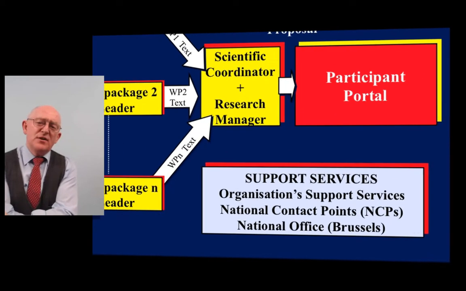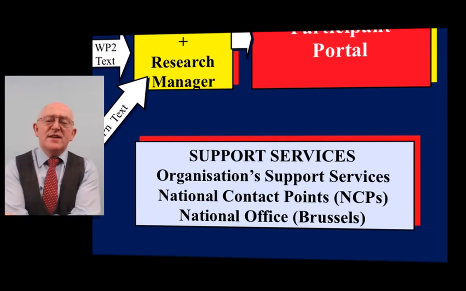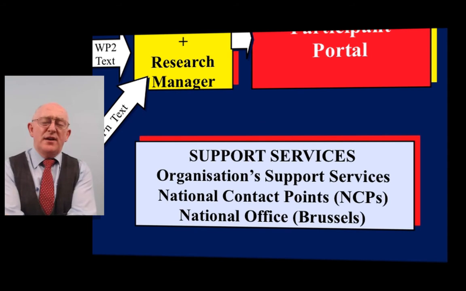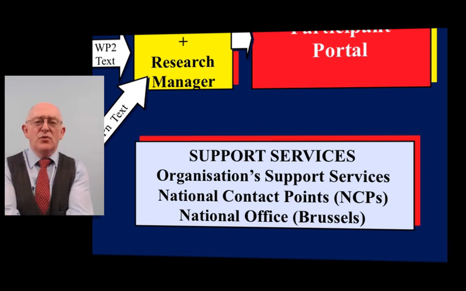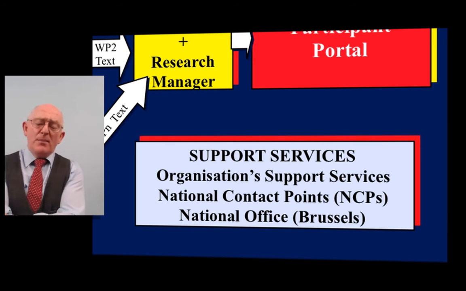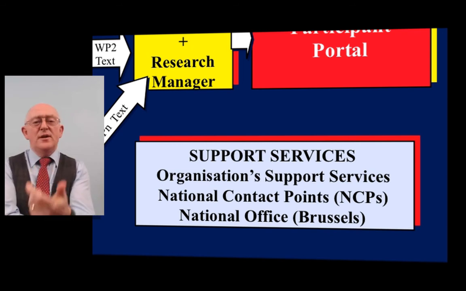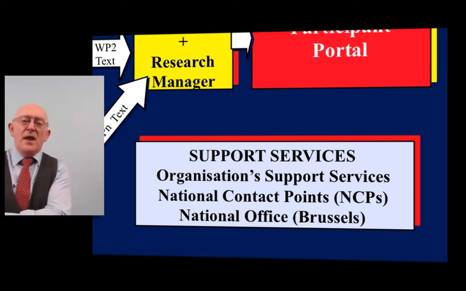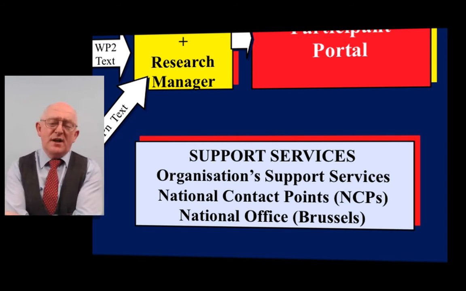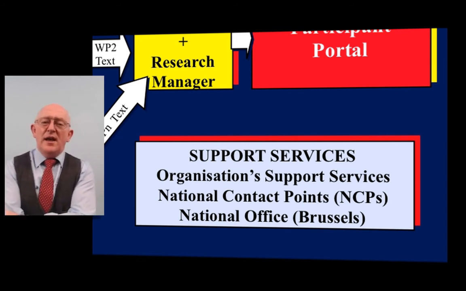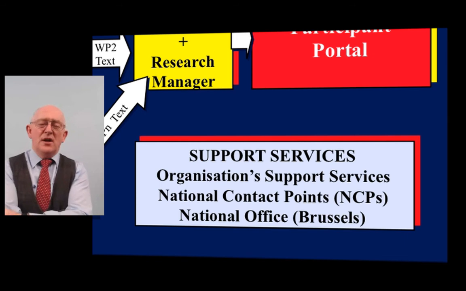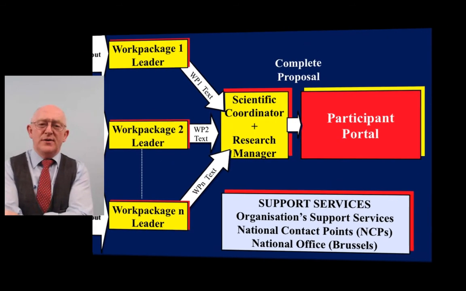Now, most universities and research centres in Europe have research support services, and they understand the terminology, the structure of the programme, the rules, legal rules, financial rules, and so on. At national level, there are people called national contact points. So there's a national contact point for the energy programme, a national contact point for the food programme, and these people are very familiar with the details of each programme. And at European level, then most countries have an office in Brussels. And at the end of this presentation, I'll give you a website where you can find all of these.